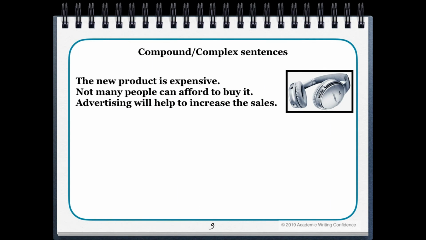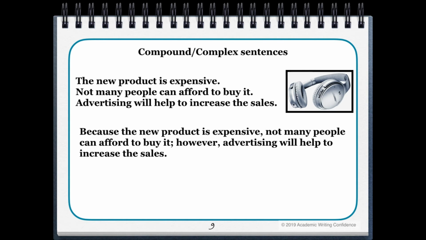Now let's look at another higher level sentence pattern. Here are three short sentences. The new product is expensive. Not many people can afford to buy it. Advertising will help to increase the sales. Now let's try to combine these three sentences into one compound complex sentence pattern.